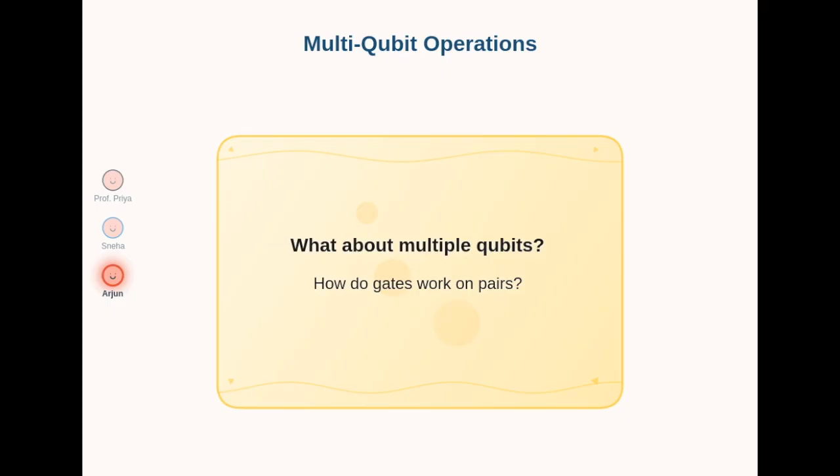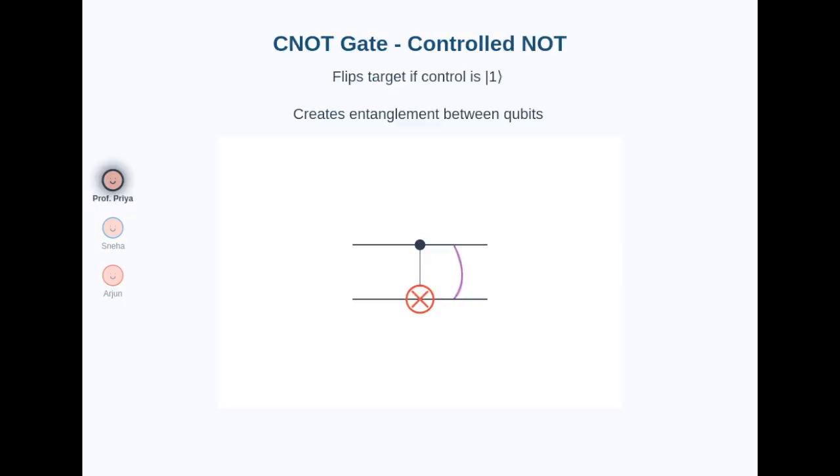This is fascinating. But what happens when we have multiple qubits? How do gates work on pairs of qubits? Excellent question. The CNOT gate is a 2-qubit gate. It flips the second qubit only if the first qubit is in state 1. This gate can create entanglement between qubits.